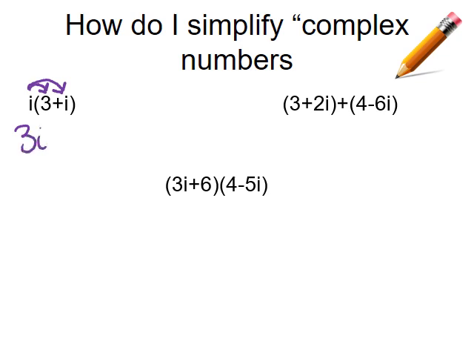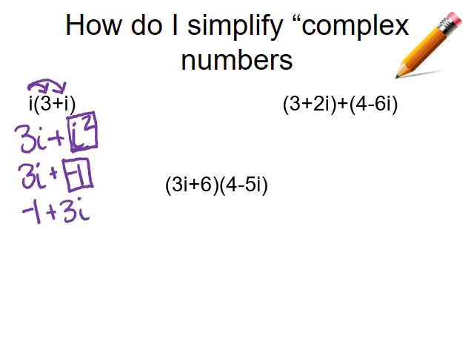3 times i gives me 3i. Bring down my sign. i times i is i squared. If we look back at our rules and the definitions, i squared is equal to -1. So I can say subtract 1 or I can say add a -1. But either way, I replace the i squared. Now we have to write it in standard form. So the -1 comes before the 3i.